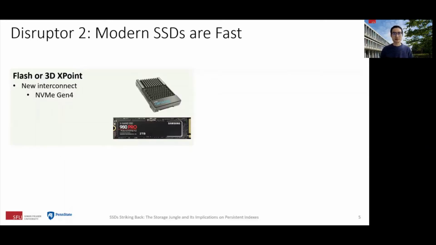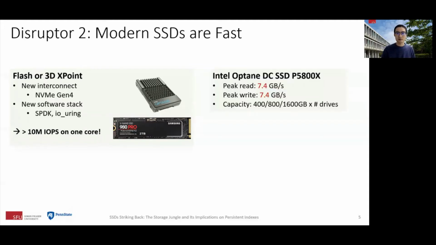Meanwhile, SSDs are actually catching up very quickly with high performance. They're usually built using newer material, for example, 3D NAND or 3D cross-point, which is exactly the same material that's used to build persistent memory in the previous slide. They also usually use newer interconnects, for example, NVMe Gen 4, and can leverage newer software stacks, for example, SPDK and io_uring. In the news, you have probably already heard that we can even get more than 10 million IOPS on a single core on these newer devices. These are amazing numbers, and there are many different devices like that.